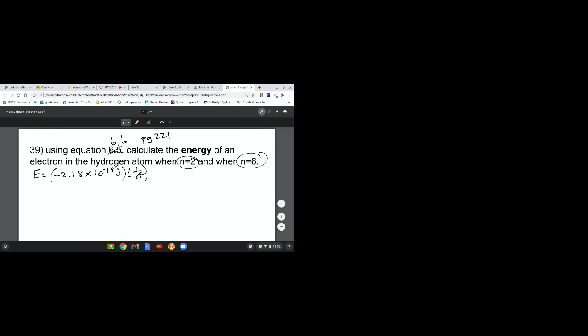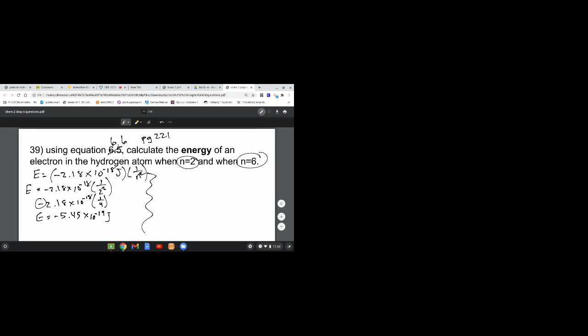So let's do n equals 2 first. Negative 2.18 times 10 to the negative 18 times 1 over 2 squared. So that would be 1 over 4. When you do that calculation, your energy turns out to be negative, because of this negative here, 5.45 times 10 to the negative 19.